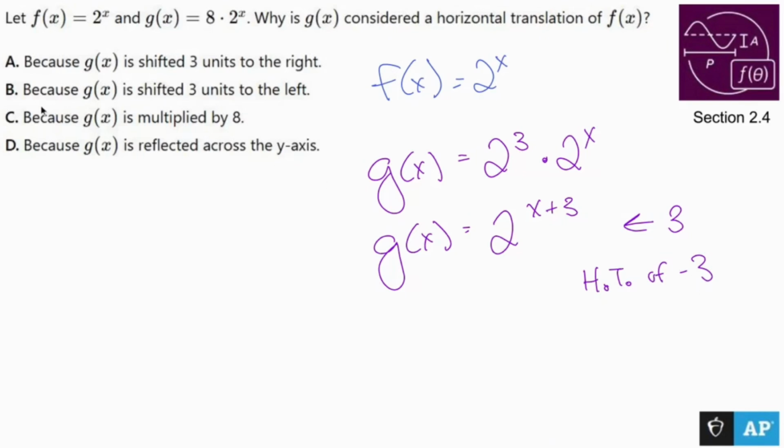They want us to use the words, because g of x is shifted 3 units to the left, so that's going to be my guy. That's how I'm going to answer it. And that's that problem. Fun.